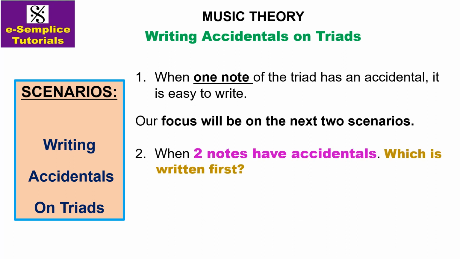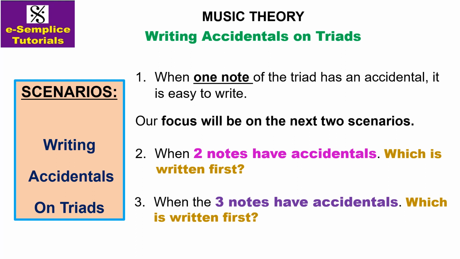The second scenario is when two notes have accidentals, which is written first. And the third scenario, when the three notes of the triad have accidentals, which is written first and which is written thereafter. This video will focus on scenario 2 and 3 with examples.